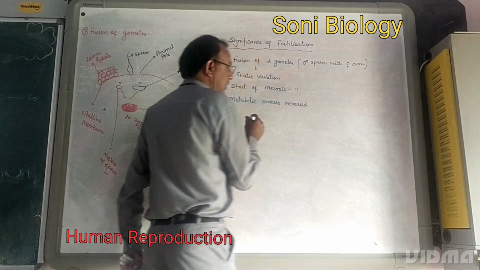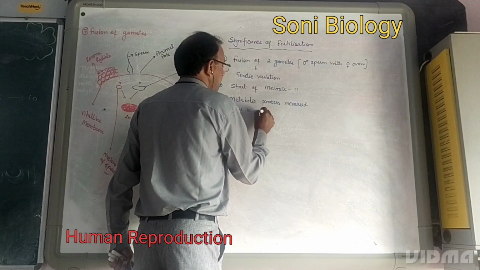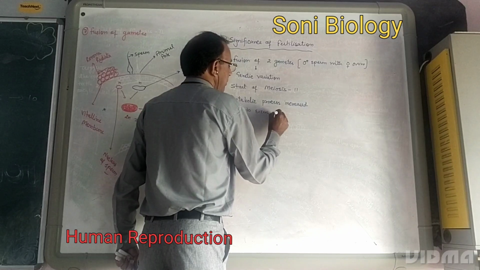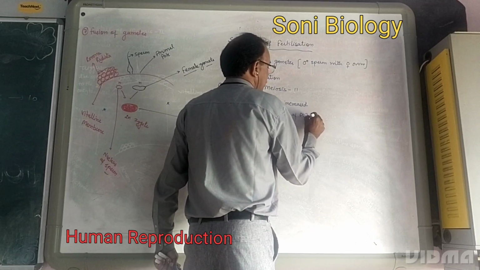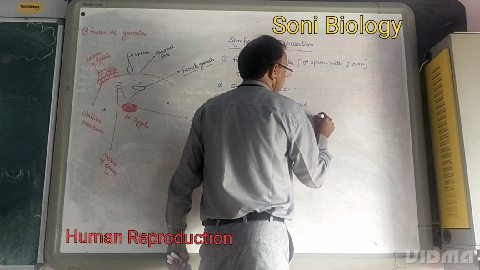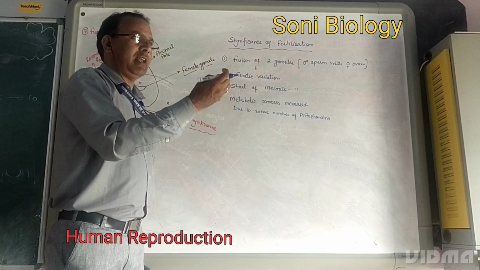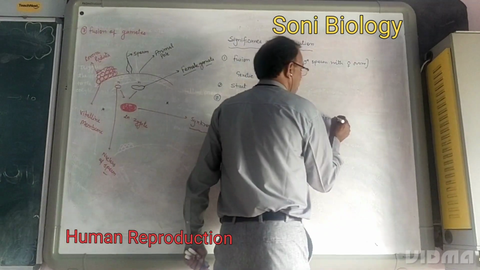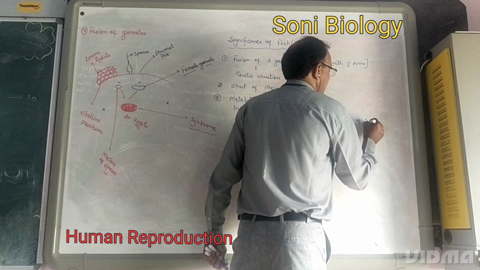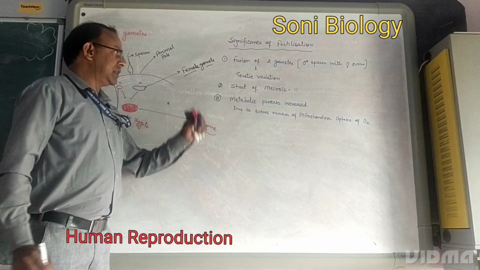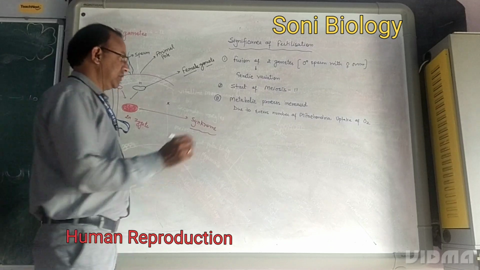Why does this process increase? Due to the excess number of mitochondria, or nebenkern, and the cell's uptake of oxygen. This is the third significance of fertilization.